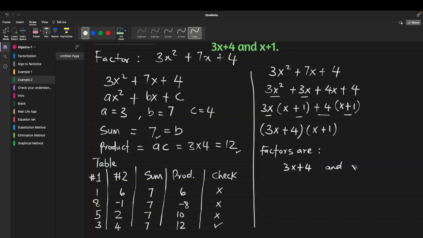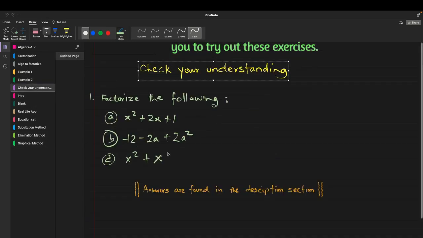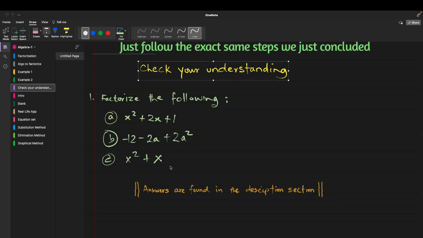That's everything I have for you for today. But before we go, I'd like you to try out these exercises. They are simple exercises. Just follow the exact same steps we just concluded and you should be able to solve them. Remember, practice makes perfect. The only way to get better at math is to make sure that you are practicing problems every day.